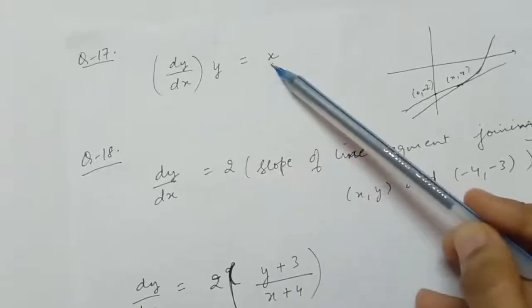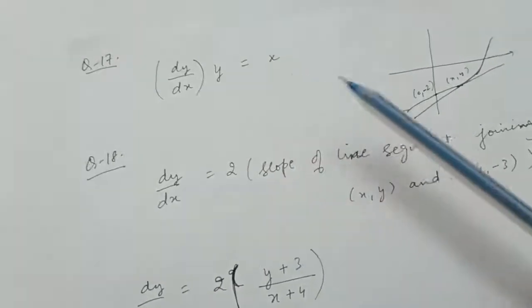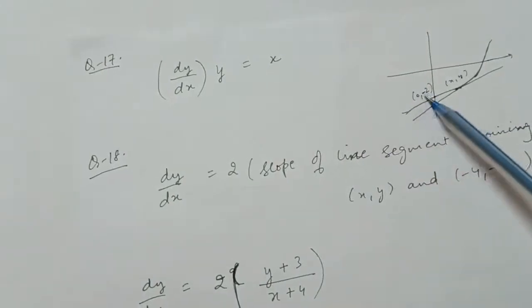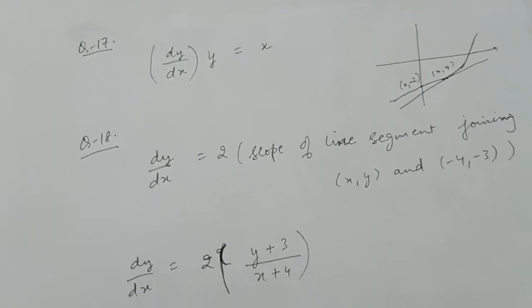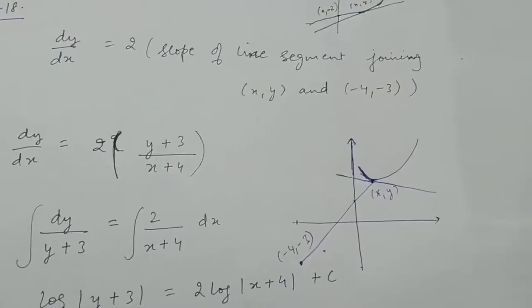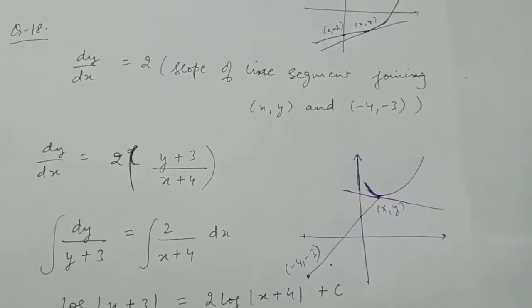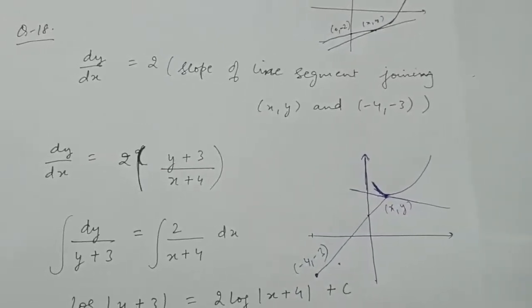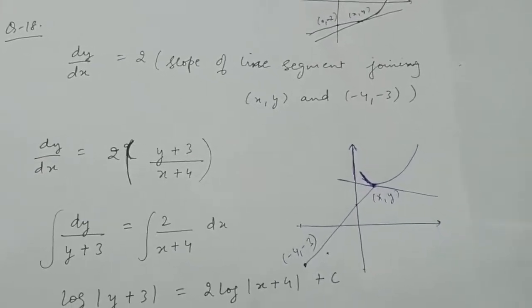Now this is the differential equation. Solve it to get the solution. But because we want the curve to pass through the point (0, -2), use these values to get the value of C. Question number 18 is: at any point (x, y) of a curve, the slope of the tangent is twice the slope of the line segment joining the point of contact to the point (-4, -3).